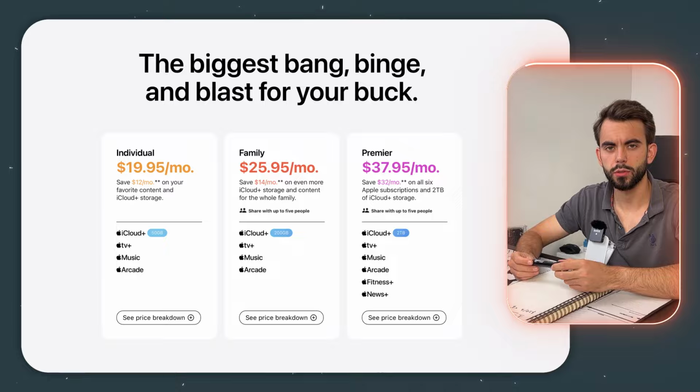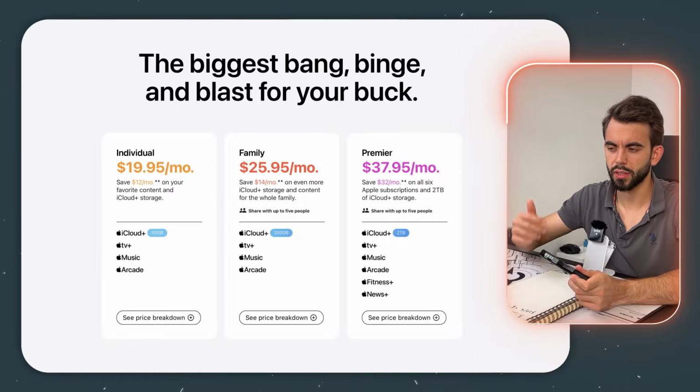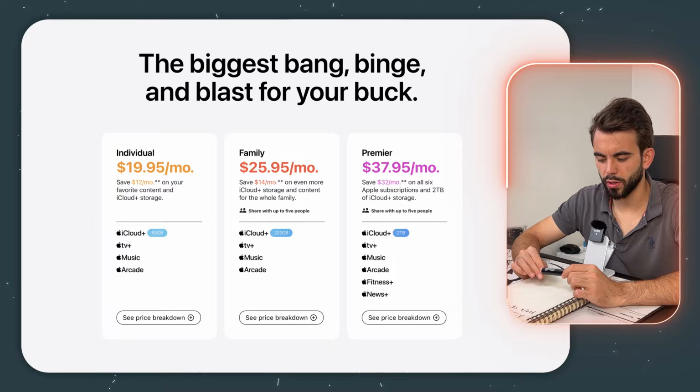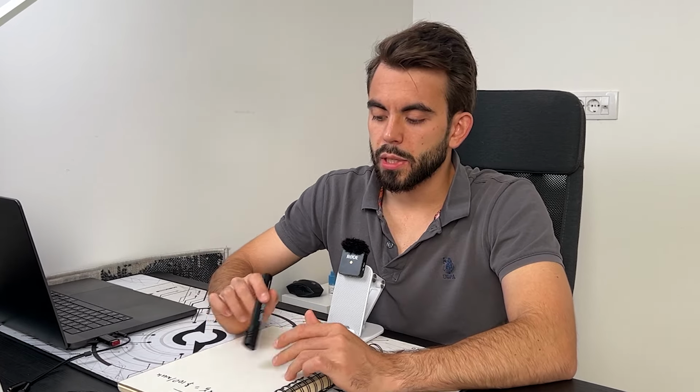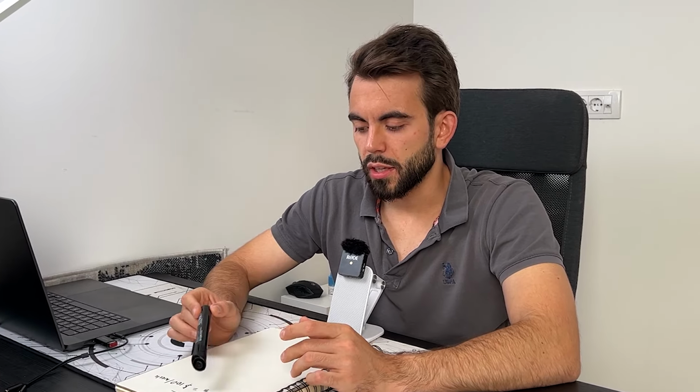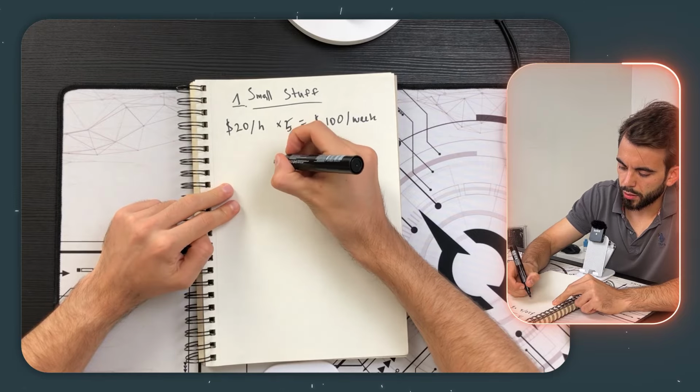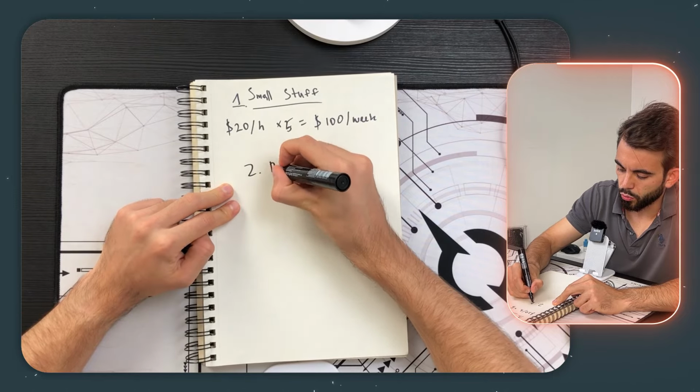A lot of the subscriptions people usually have for TV, movies, music cost more than that. So $20 per month is just an absolute no-brainer. Sometimes I save more than 5 hours a week, sometimes I save less, but the second one is research.